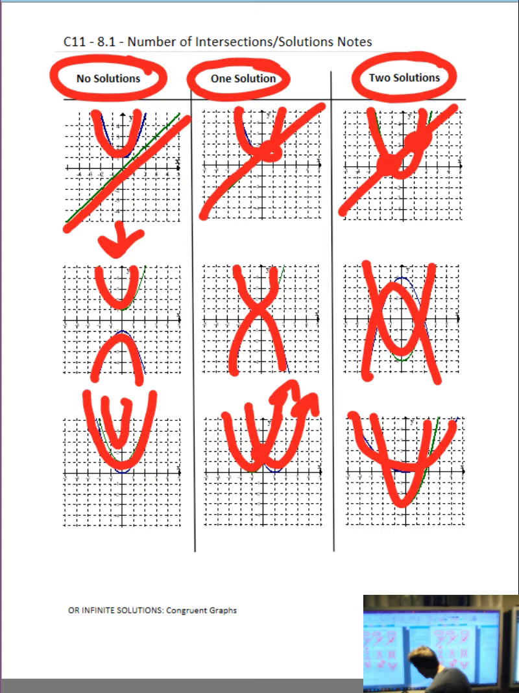So if you remember last year, we graphed systems of equations. We graphed lines where they intersect, and they sometimes had one solution. If they were parallel, no solutions. Oh, I forgot infinite solutions on this page. Infinite solutions if they're exactly the same. So, no solution, one solution. Now we're seeing two solutions.